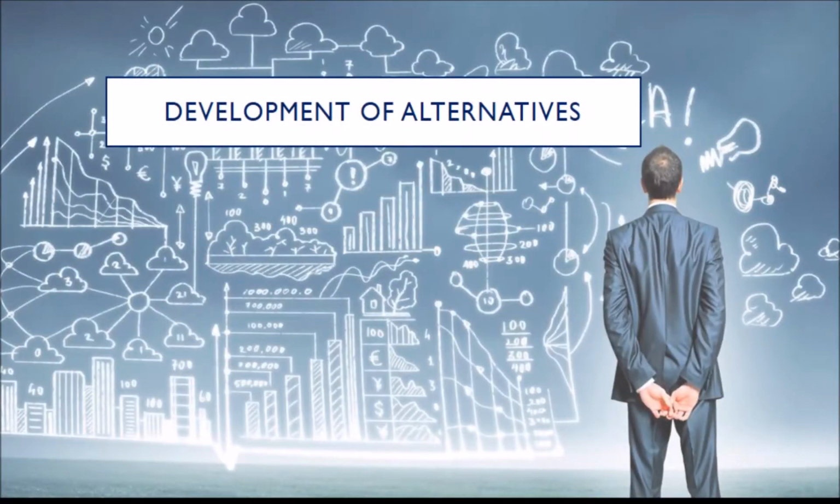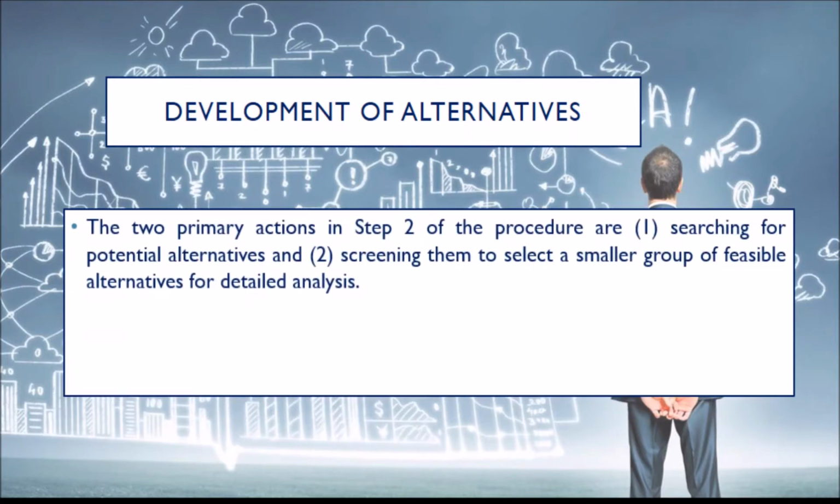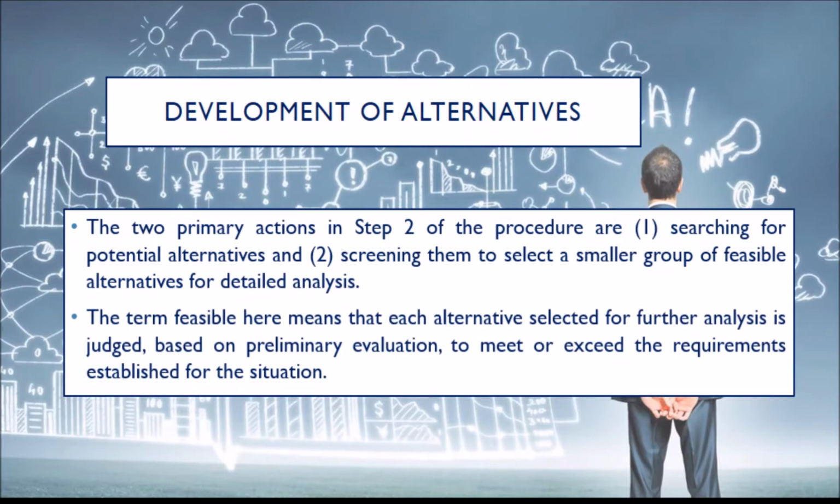Development of alternatives. The two primary actions in Step 2 of the procedure are searching for potential alternatives and screening them to select a smaller group of feasible alternatives for detailed analysis. The term feasible here means that each alternative selected for further analysis is judged, based on preliminary evaluation, to meet or exceed the requirements established for the situation.